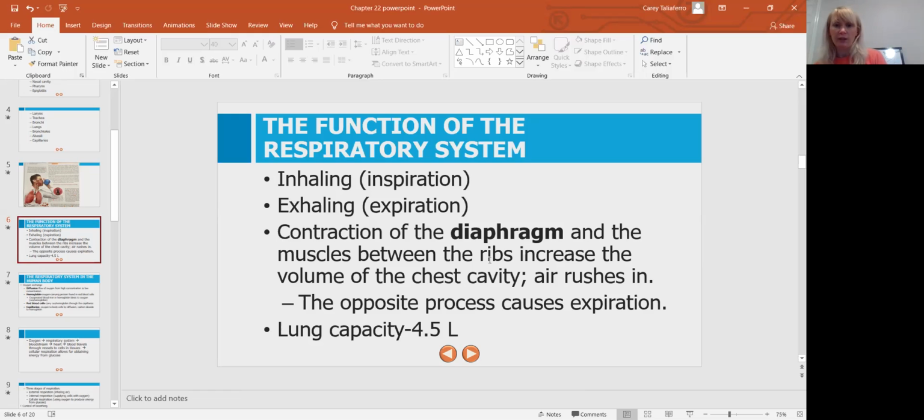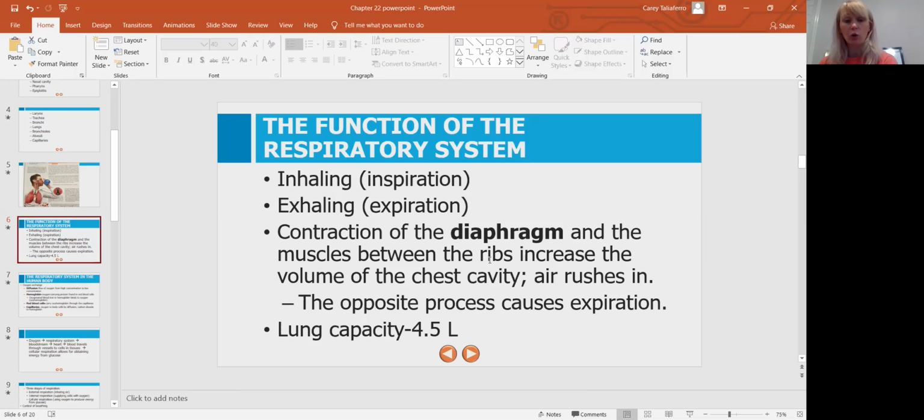Then the opposite happens during expiration. So the diaphragm and the muscles between the ribs relax, reducing the volume in your chest cavity, and you push the air out. So it works as a pressure situation.